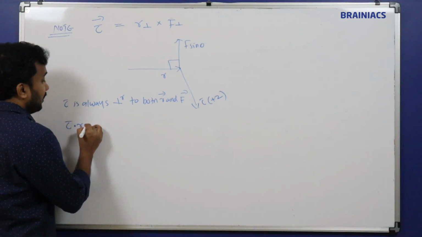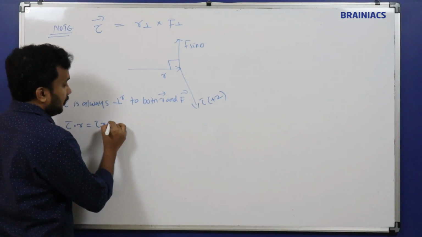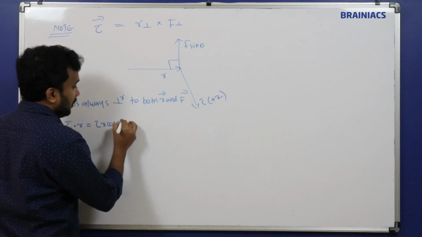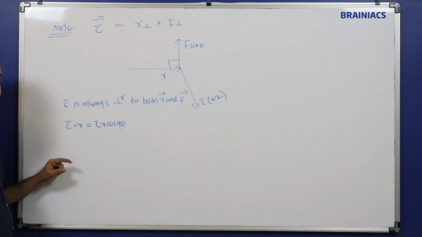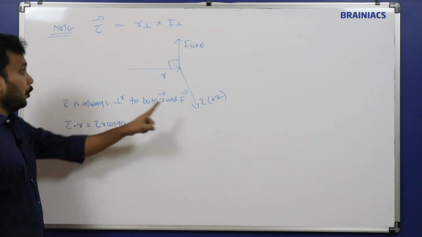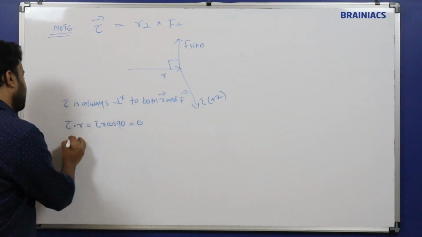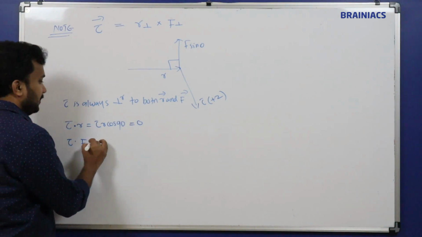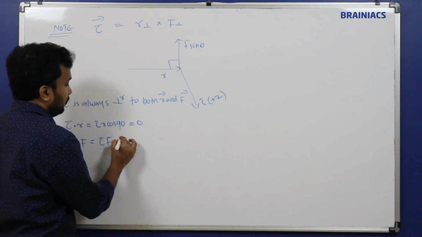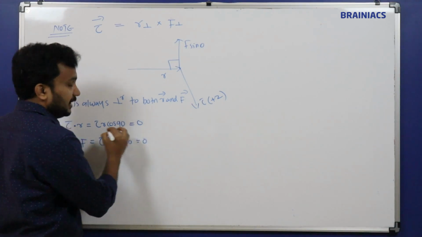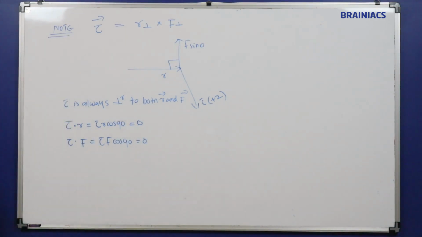Torque dot r is what? Torque r cos, what will come? Cos 90 will come, because the angle between torque and r is 90. So the answer is 0. Similarly, torque dot F is equal to torque F cos 90, which is again equal to 0. This is important.